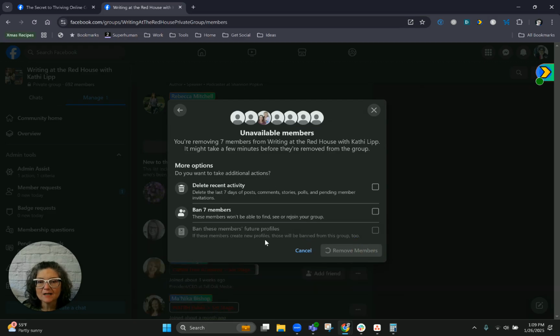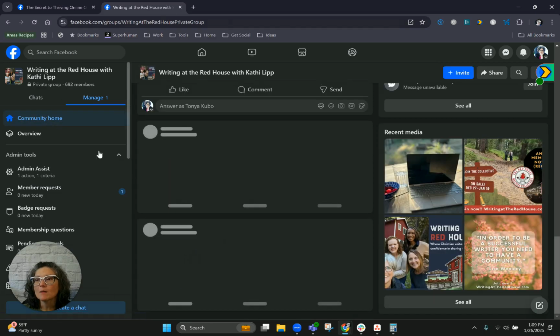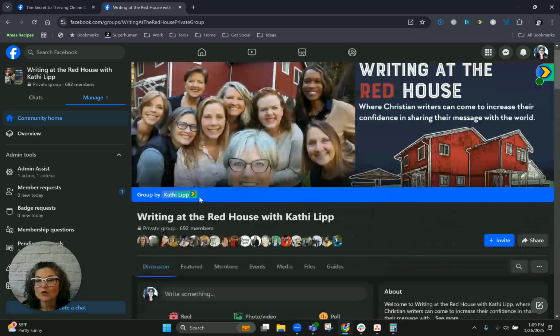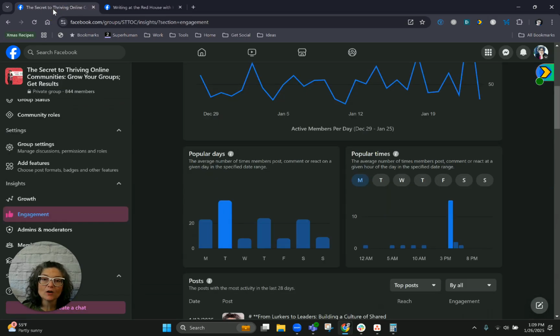I don't bother deleting recent activity or banning them or anything because most of the time they're just people who put their account on pause. And now they're gone, and now you are going to have a much more accurate number to be working with when you're looking at your total number of members. It will take a bit for the accurate number to show up here. The wheels on Facebook don't always move so fast. But that is my tip for you, so that not only are you increasing your engagement rate, but it's actually a much more accurate figure for you and for your group.